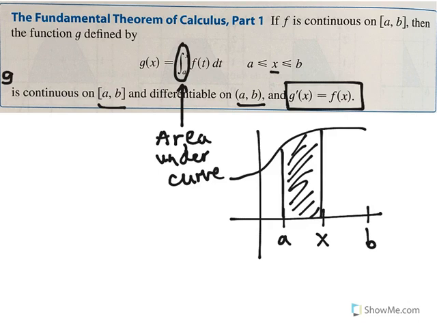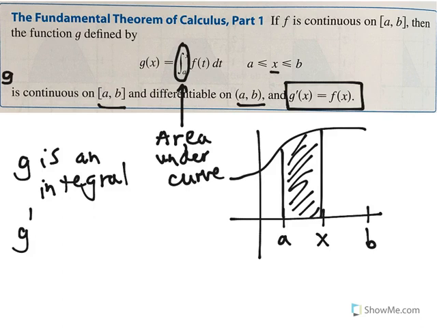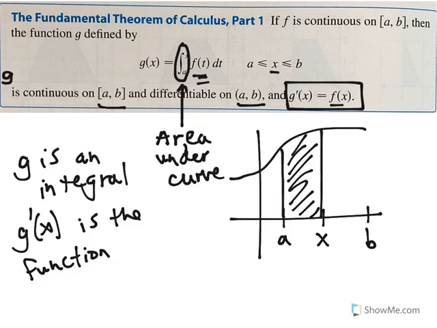Now, this is really interesting because g is an integral, right? G is defined as an integral. So g is an integral, and g prime of x is the function f that we started with on the inside of the integral. Now, I know on the inside of the integral it says f of t, and this one over here is f of x, but they're the same function f, just with different inputs. And we'll get into a little bit of the detail there. But g is an integral. G prime is the function inside of the integral.